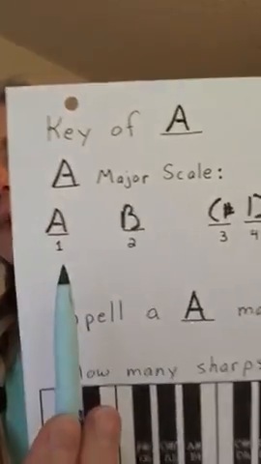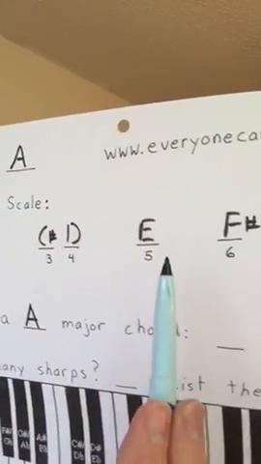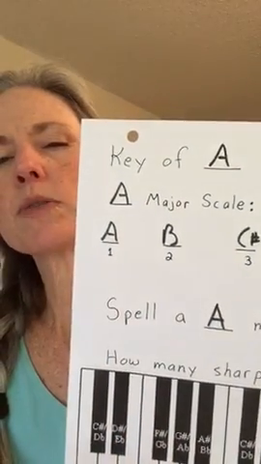So underneath your scale it says spell a blank major chord. That's going to be A major chord, and I bet you can spell it now. Same way you spelled the others, with the 1st note, the 3rd note, and the 5th note. So the way you spell an A major chord is A, C sharp, E.